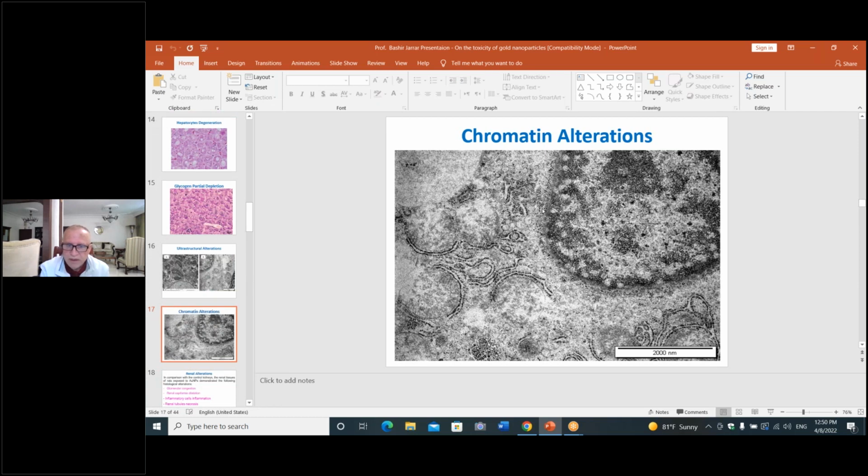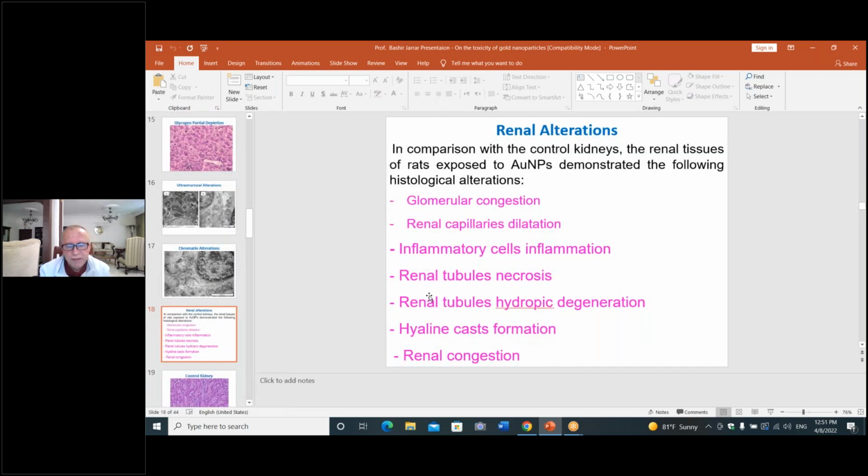In addition to that, this is inside one cell. This is an image by transmission electron microscope. Here in the nucleus, you have clumping of chromatin materials, and these are the damaged mitochondria. They are swollen, they are extracted also, and they lost their cristae.